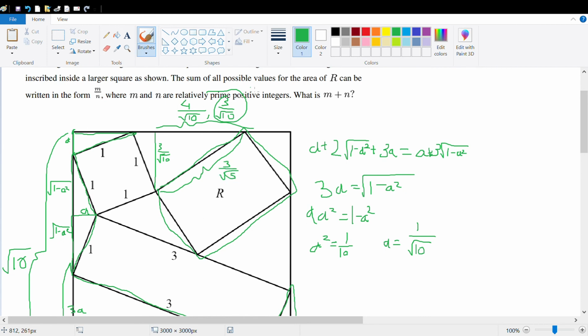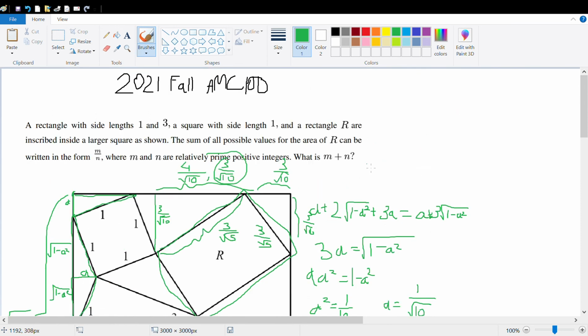And if x is 3 over root 10, we can see down here that this is also going to be 3 over root 10. And so is this. And r is actually going to be a square if x is 3 over root 10. So the area of r, one of the possible areas of r is 9 over 5, because we have 3 over root 5 squared.